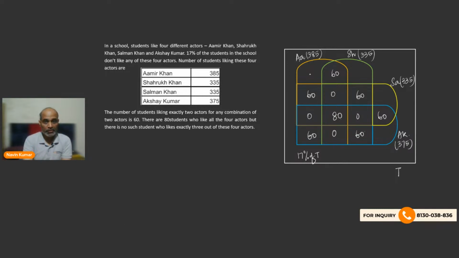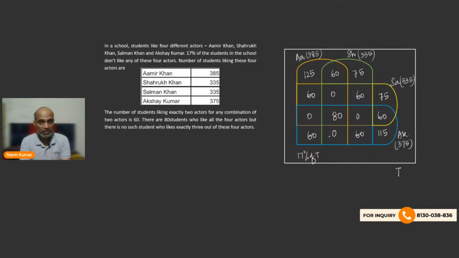If we need 385, that's an extra 125 that is required. If we look at Shah Rukh, overall is 335, out of which 260 already exists. So this is 75. Same 335 is here, so this is going to be 75. And this is 375, which is 10 less than Amir's. So this is going to be 115.